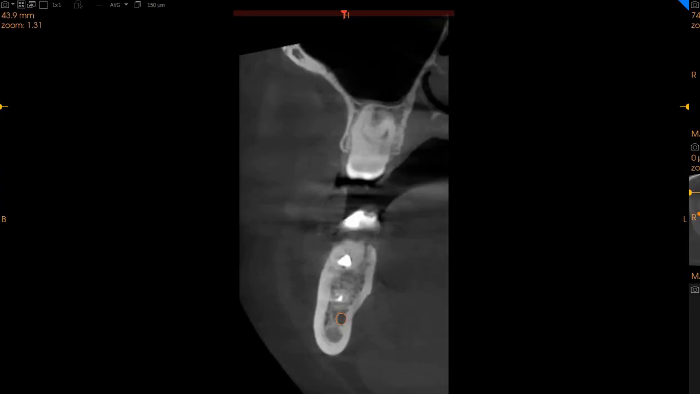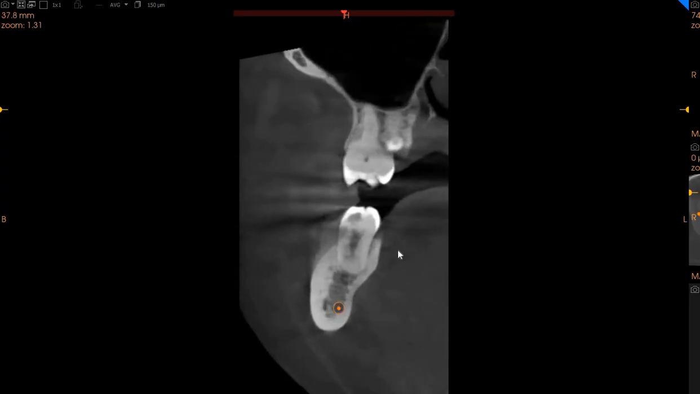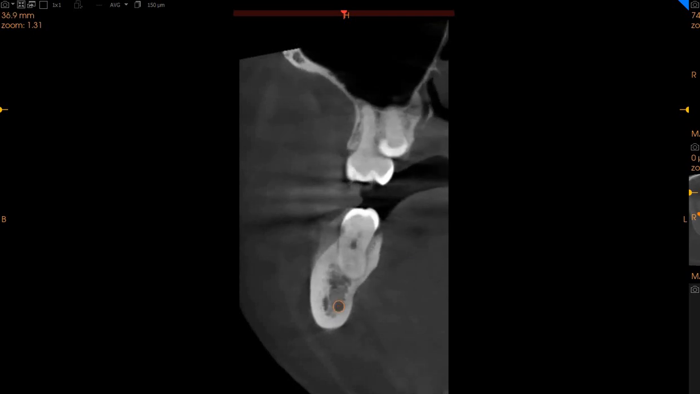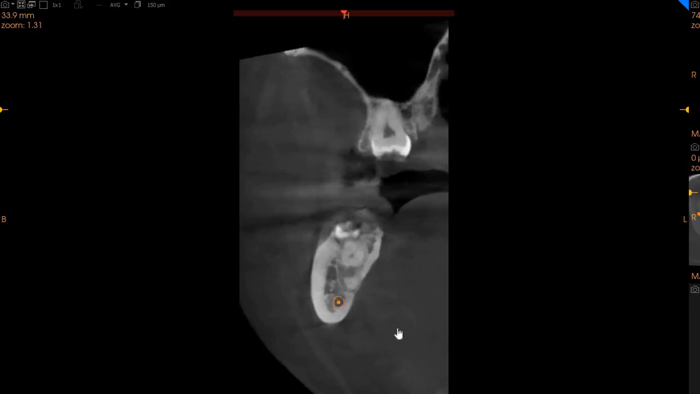Moving to the 8, this is the 8 which is impacted as well. It's impacted just below the 7, as you can see right here. It is very snugly fit into the palatal aspect of the 7. And then there we go, that's the 8 right there, and the roots are fused. It's very well embedded into the tuberosity, and it's also positioned palatally.